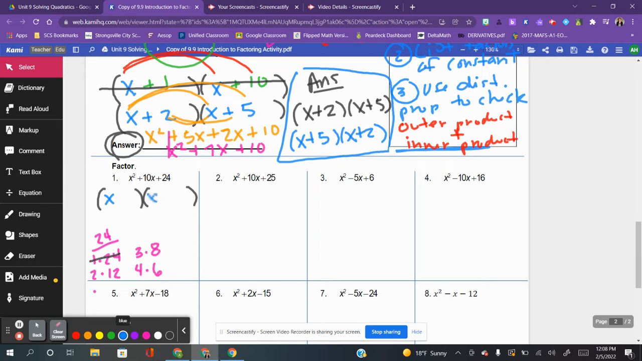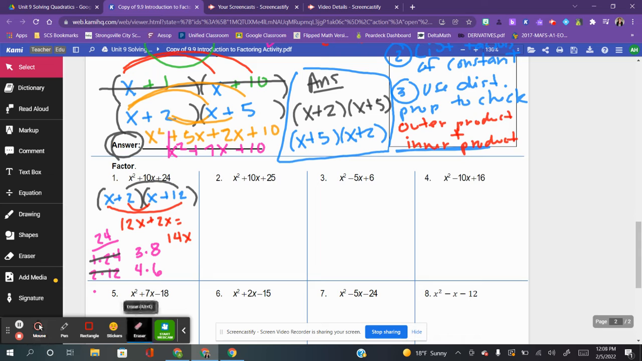Okay, so I've got x and x gives me x squared. We'll try 2 and 12. And again, I know that x times x is x squared. I know that 2 times 12 is 24. That's why I chose those. So I really just want to check the outside product, 12x, plus the inside product, 2x. When I do that, I get 14x. All right, that didn't work. And so we're going to try again.